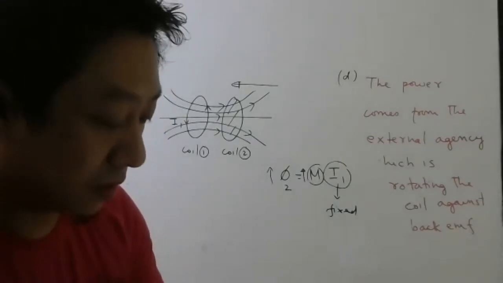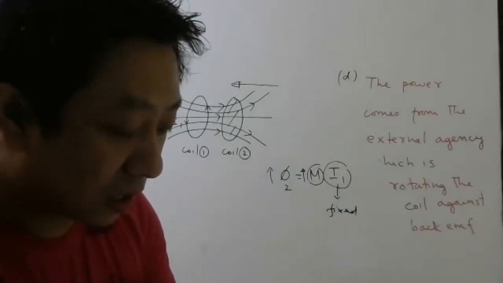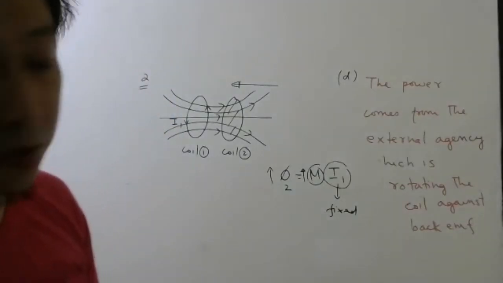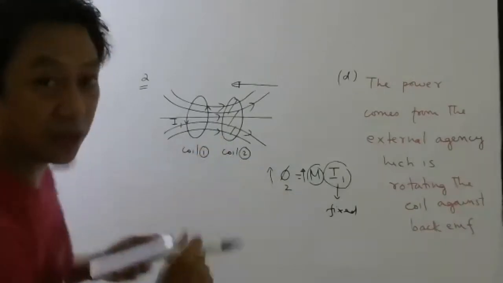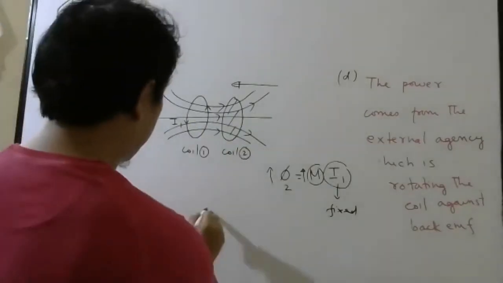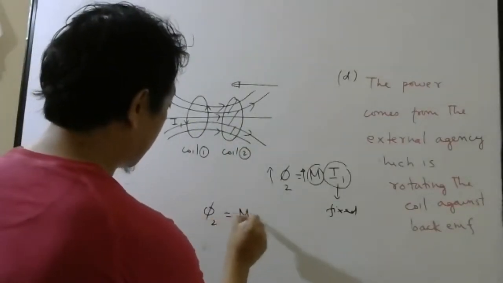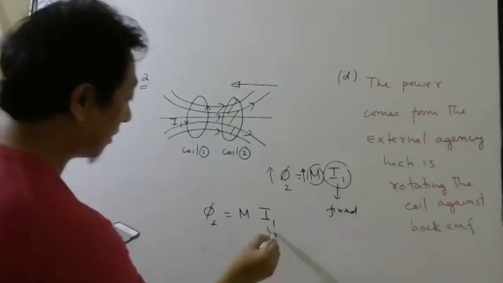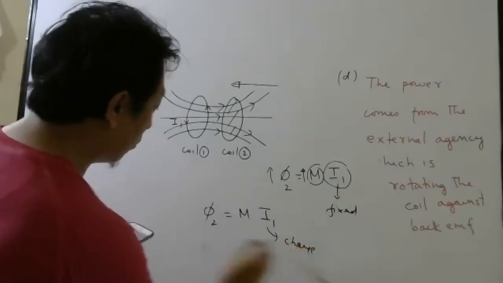Option B: depends on the current passing through the coils. No, it does not depend on the current passing, because if you don't change the distance and only change the current, then you know the flux will change but the mutual inductance will not.